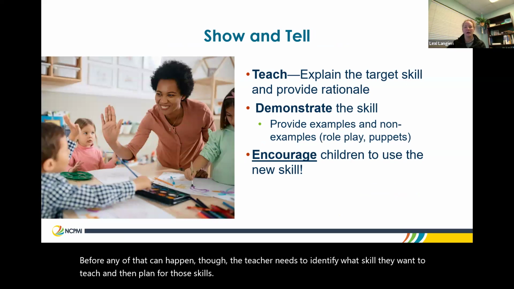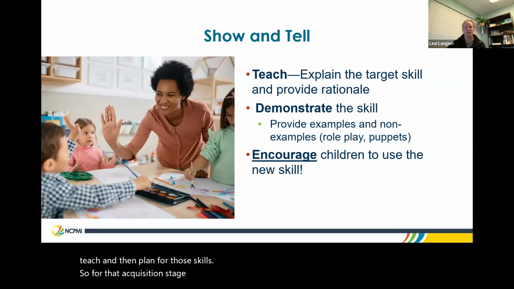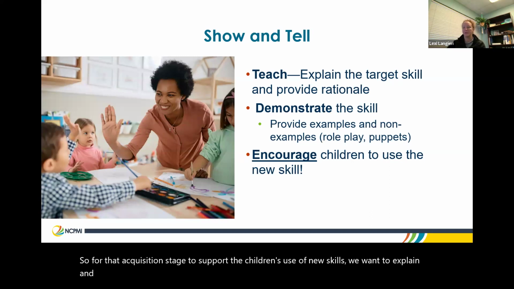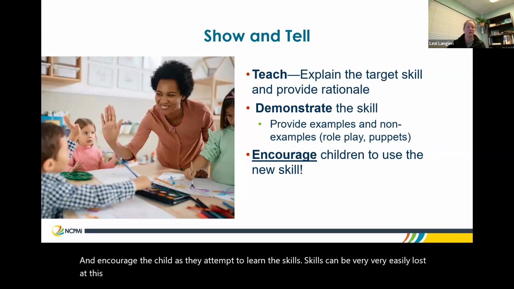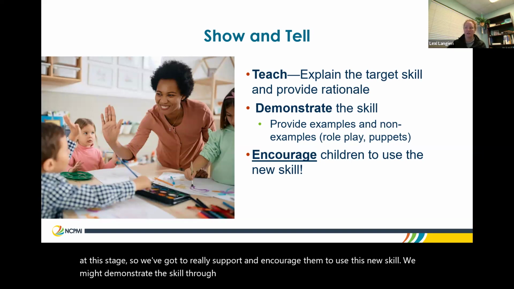So for that acquisition stage, to support the children's use of new skills, we want to explain and demonstrate the skill or concept and encourage the child as they attempt to learn the skills. Skills can be very easily lost at this stage, so we've got to really support and encourage them to use this new skill. We might demonstrate the skill through examples and non-examples, either through role play or puppets. Kids love puppets, but they also really love role play.